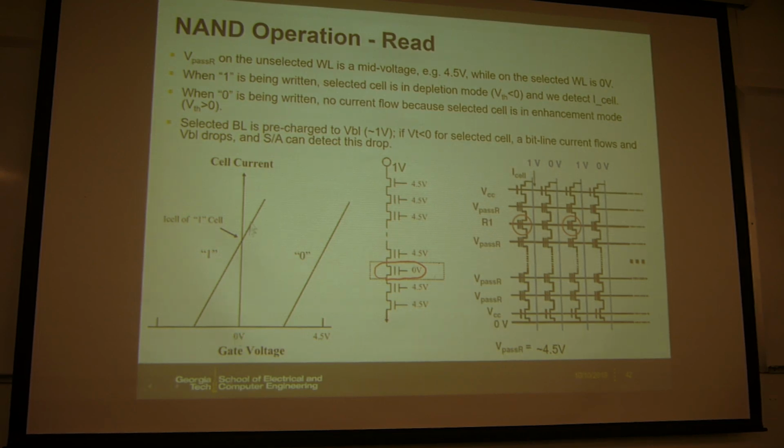Again, if we look at the ID-VG curve of the floating gate transistor, this is the typical ID-VG curve in the linear scale. For the erased state, the VTH is typically negative. And for the program state, the VTH is somewhere here, maybe 2 volts, 3 volts.